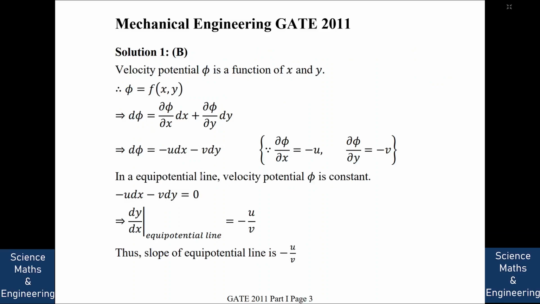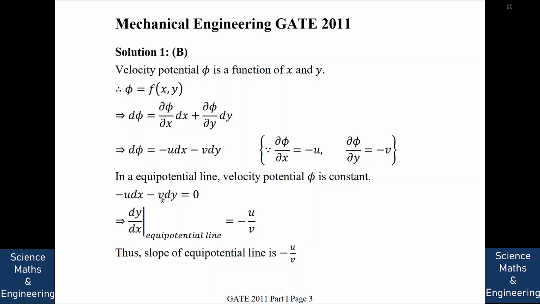So what is the equipotential line? An equipotential line is a line where the velocity potential is constant. Now velocity potential is a function of x and y, so phi is a function f of x, y. So d phi would be equal to del phi by del x dx plus del phi by del y dy. So from here we get d phi is equal to minus u dx minus v dy.